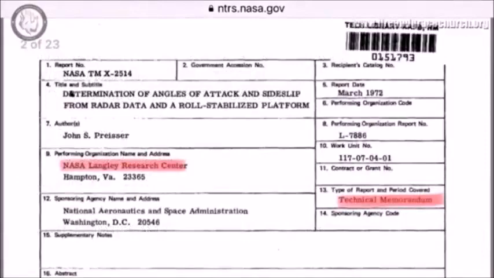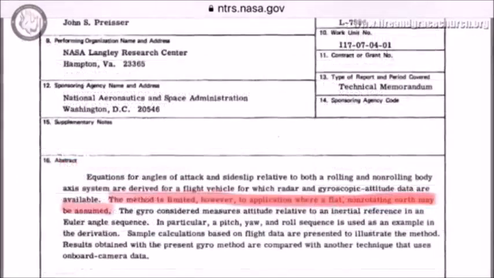Here's the abstract, blah, blah, blah. Basically what they're describing, what this manual is all about. It's a summary of it. Here's what they say: the method is limited, however, to applications where a flat, non-rotating Earth may be assumed. The application for this whole thing has to be based on a flat, non-rotating Earth.